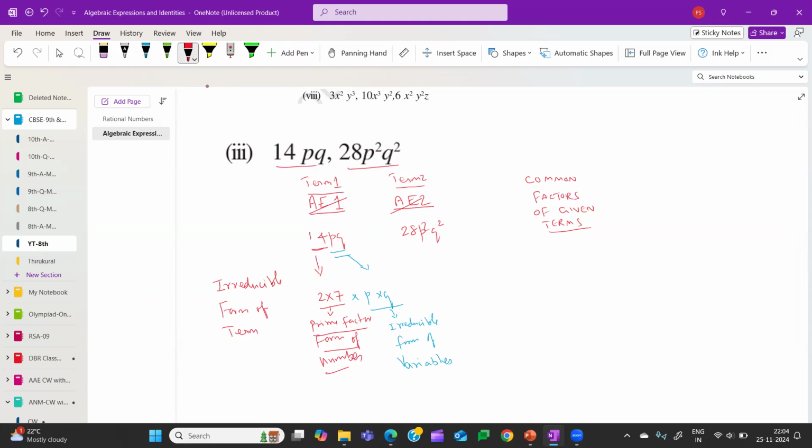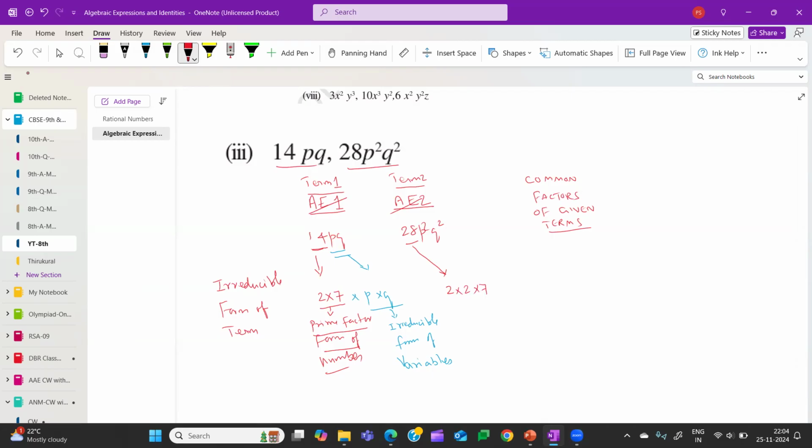Now we need to write the same thing for term 2. What is the number part? It is 28. What do we need to write here? 2 into 7 into... we need to do the prime factorization. First, 2 into 2 into 7.